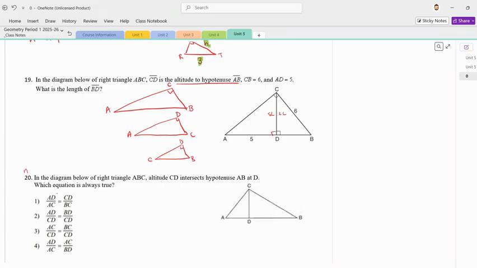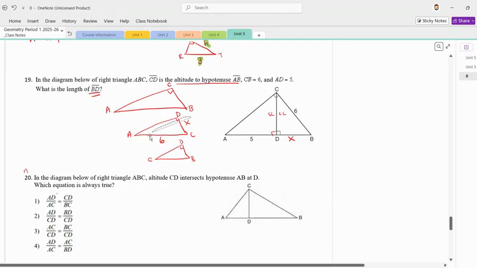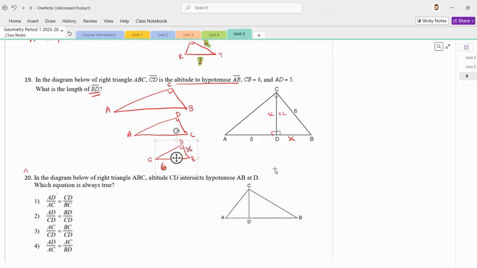Now, we are trying to find the length of BD, so we have to call that X. So what we know is in the medium-sized triangle, the hypotenuse is 6 and the short leg is X. In the small triangle, well, you know what? We put that in the wrong spot, didn't we? That 6 and X came from the small triangle. That's these guys. That should be down here. Short leg, hypotenuse. Sorry about that, guys.